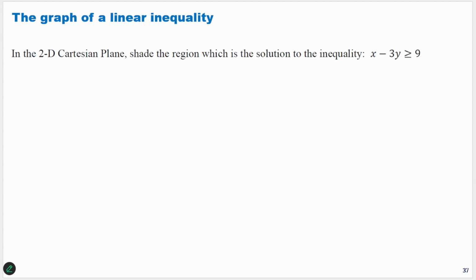So you already know how to graph a linear equation. So their graphs correspond to lines, right? For example, you know how to graph x minus 3y equals 9. This is a line. So how about if I change the equality symbol to an inequality symbol here?